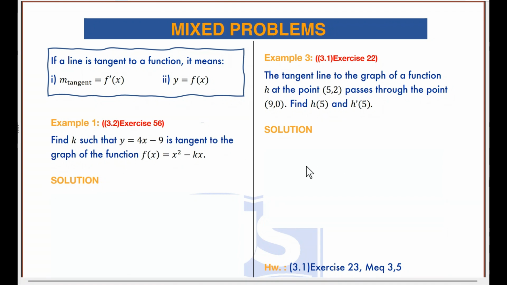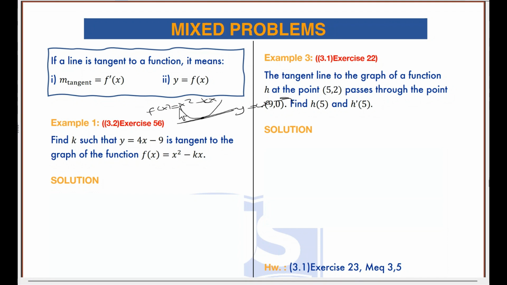So let's say the first type: we have a function, a parabola, and there's a tangent line that's passing through one point. Let's say the equation of this tangent line is y equals 4x minus 9, and the function here is f of x equals x squared minus kx.